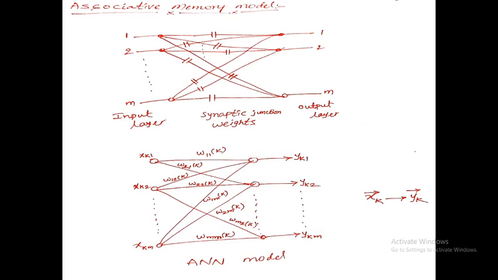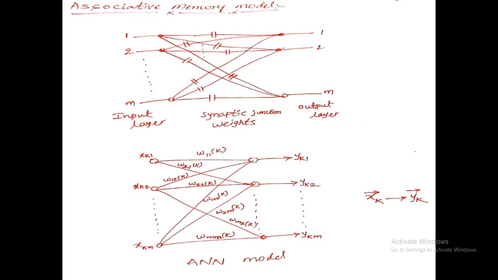For example, if we provide an input vector, the XK vector, XK1, XK2, and so on to XKM, corresponding to that input vector we should get one output pattern. The output pattern we get is with respect to the connection link weights, and that association should come through the memory. We'll see in the next slides how we get that association, or how we get that output pattern with respect to the input pattern.